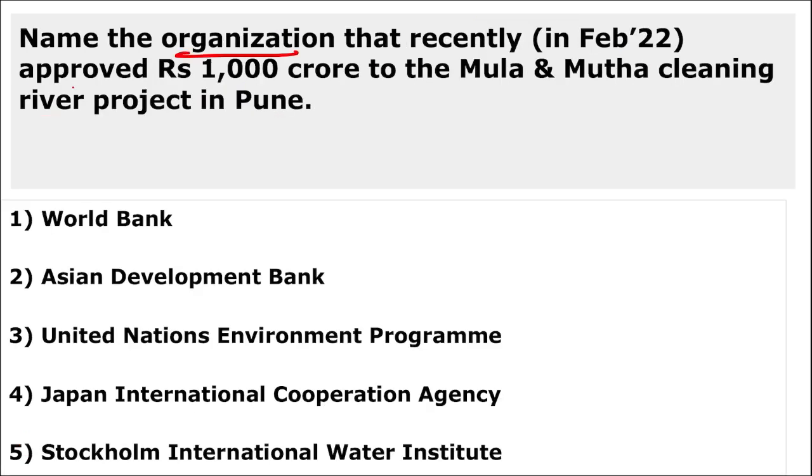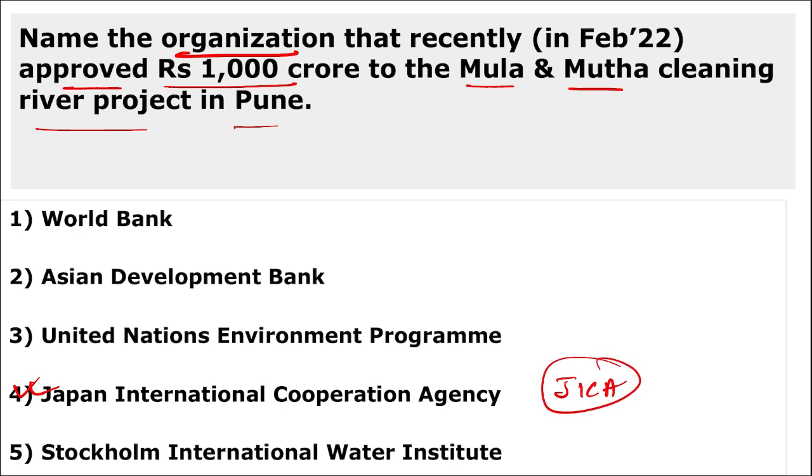Name the organization that recently approved 1000 crore to the Mula and Mutha river cleaning projects in Pune. It will be your Japan International Cooperation Agency, that is your JICA. We just saw this in one-liners that JICA has approved 1000 crore rupees to the Mula and Mutha river cleaning project based in Pune.